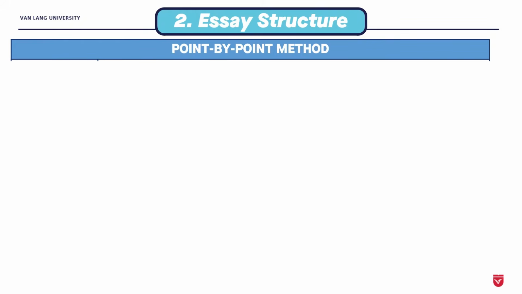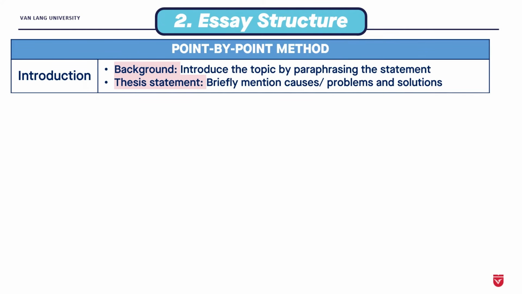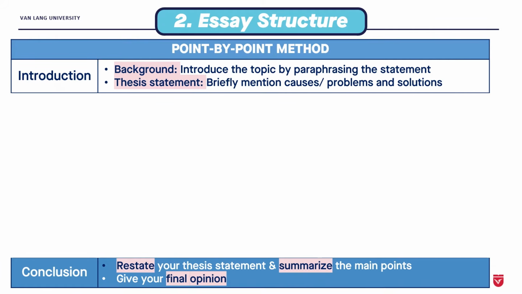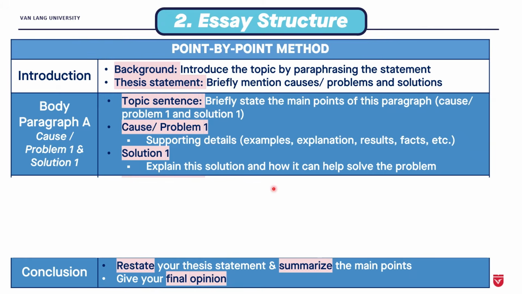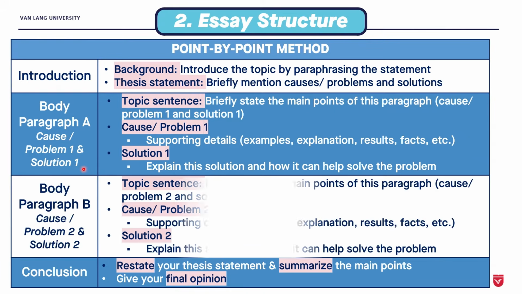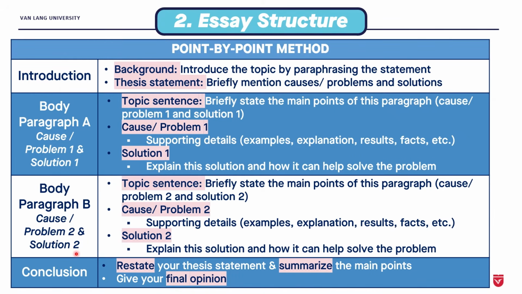The second kind of structure is point-by-point method. Here, the introduction and conclusion are similar to that of the block method, but the structure of the two body paragraphs will be different. In the first body paragraph, you will give the first cause or problem and the solution to solve this. In the second body paragraph, you will write about the second cause or problem and the second solution to it. Remember to always write a topic sentence and supporting details in each paragraph.